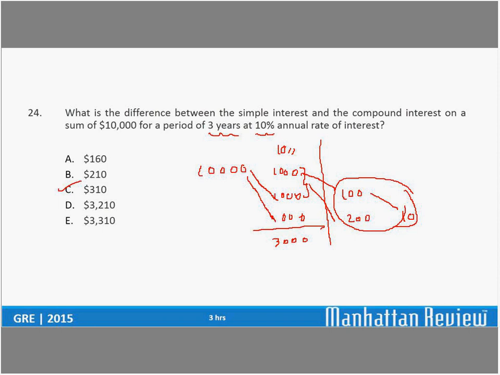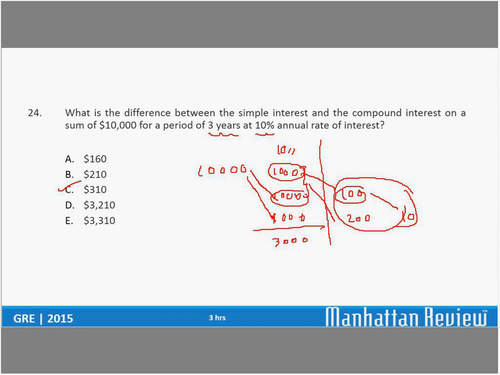First year I'll get only 1,000. Second year I'll get 1,000 plus 100 from the previous 1,000. When I say compound, this 1,000 and 1,000 is also now principal. In the third year, I got 1,000 from 10,000, and I have 2,000, on which I got 200. And I have 100, on which I got 10.